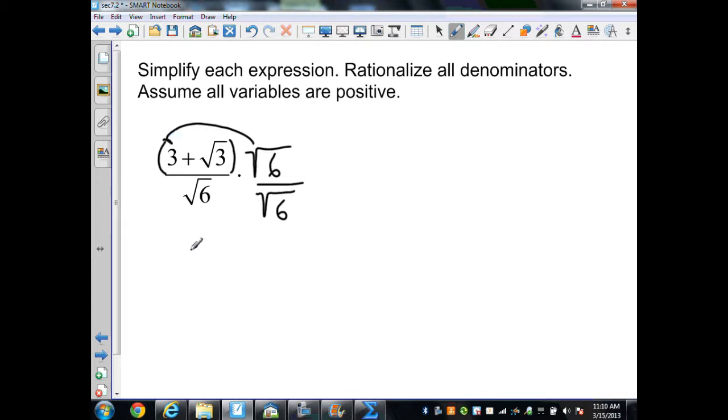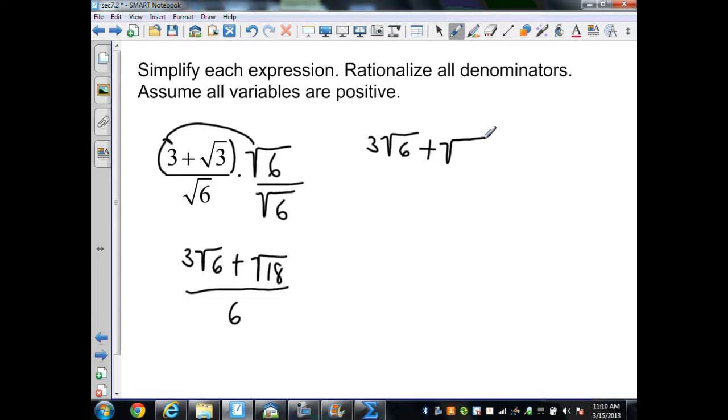Therefore, that's going to give me 3 square roots of 6 plus the square root of 6 times the square root of 3 is the square root of 18 over the square root of 6 times the square root of 6 is the square root of 36, which is 6. Now I need to simplify this. The square root of 18 can be broken up. That's going to give me 3 square roots of 6 plus the square root of 18 can be 9 times 2 all over 6.